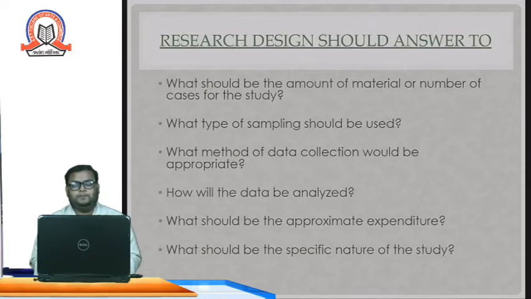Then what should be the approximate expenditure, right? So this is also one of the important points, because we are talking about the expenditure. Of course, if we are studying something, then there will be expenditure also, right? So that also we have to take into consideration, and see how much approximately expenditure will be there for that particular research, right? Then what should be the specific nature of the study, that also we have to answer. Then different natures should be there for our particular study, that we have to see, right?